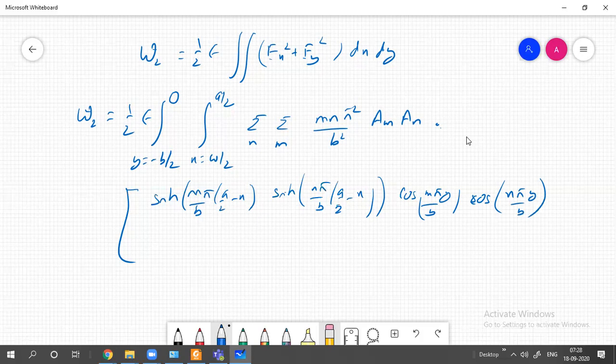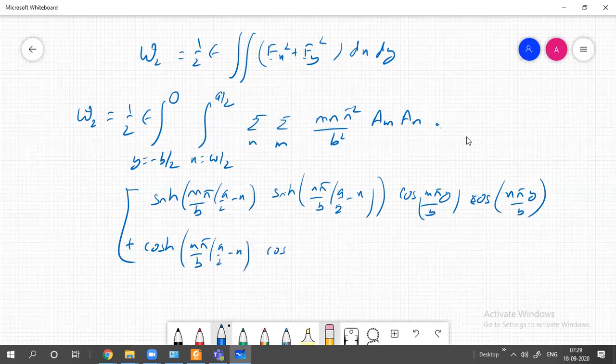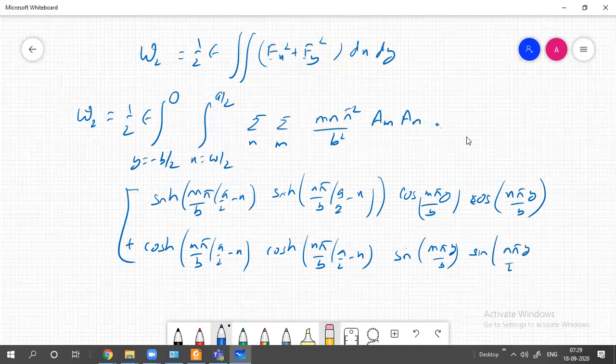Similarly, for E_y we will have cosh(m pi by b, a by 2 minus x) cosh(n pi by b, a by 2 minus x) into sin(m pi y by b) into sin(n pi y by b), and after that we have dx dy.